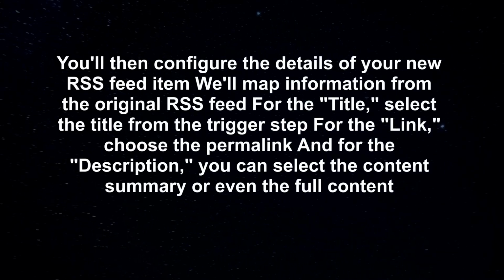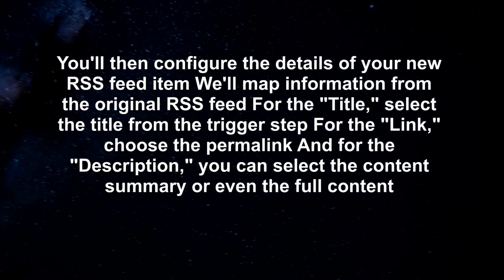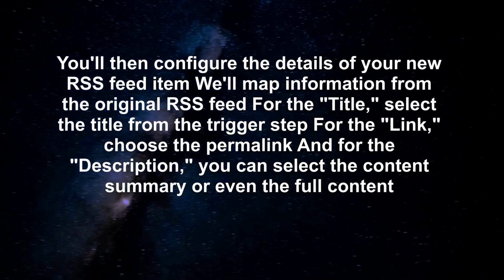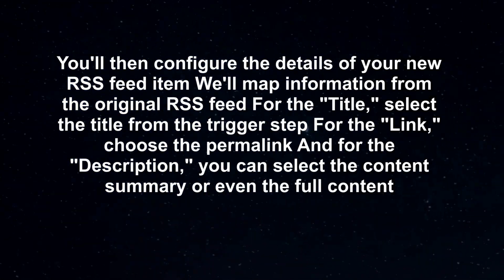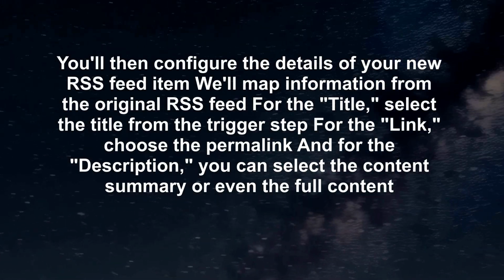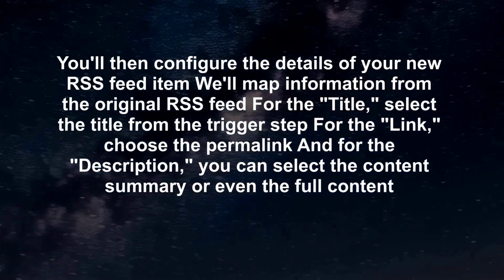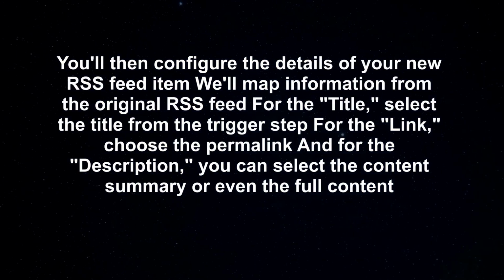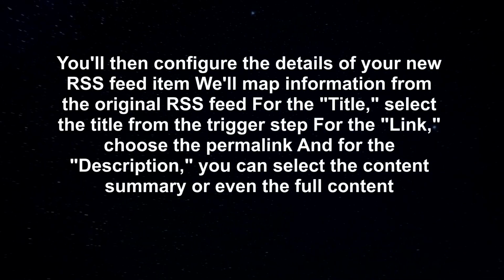You'll then configure the details of your new RSS feed item. We'll map information from the original RSS feed. For the title, select the title from the trigger step. For the link, choose the permalink, and for the description, you can select the content summary or even the full content.